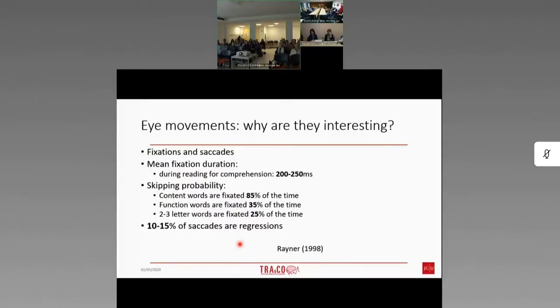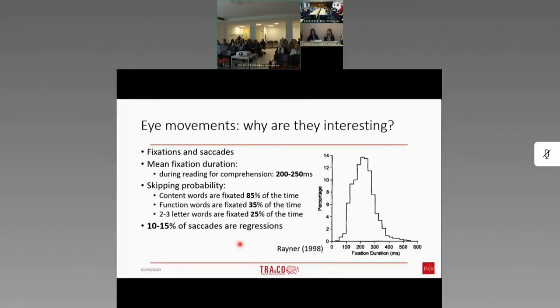Yes, and then we have regressions. In languages that read from left to right, the eyes move, obviously, from left to right. If they move back, we count that as a regression. That's interesting because a regression typically occurs in normal reading because something has failed. There's an ambiguity that we need to resolve. We need to reanalyze something, so a regression generally signifies that something went wrong. And about 15% of all saccades, the saccades being the movements between the fixations, are regressions.